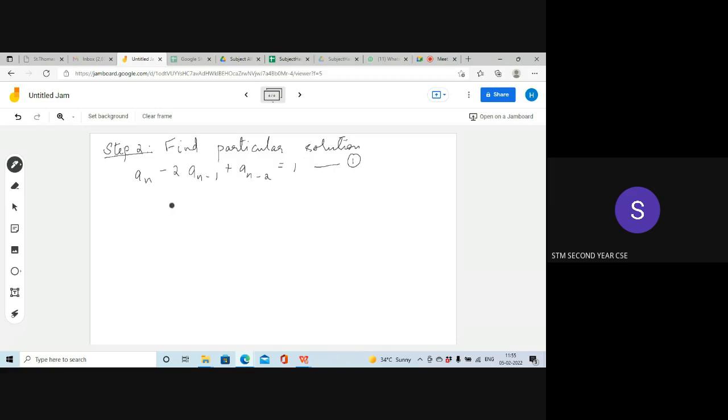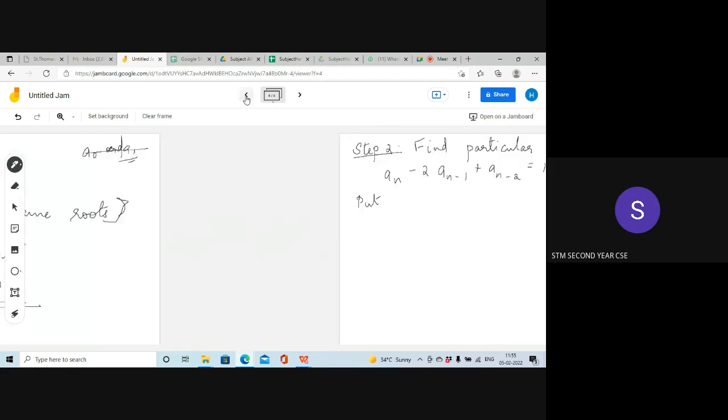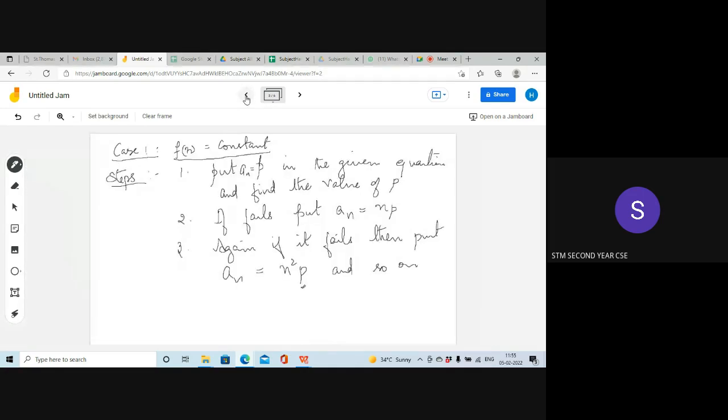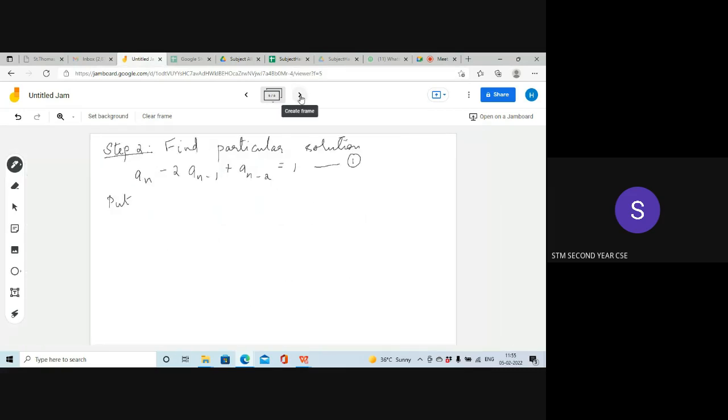Now, to find the particular solution, the steps are given, I told you the steps. If we have a constant on the right hand side, you put a_n is equal to p and try to find the value of p in the given equation. The first step says put a_n is equal to p in equation 1. In this given equation, just change the a_n terms to p.